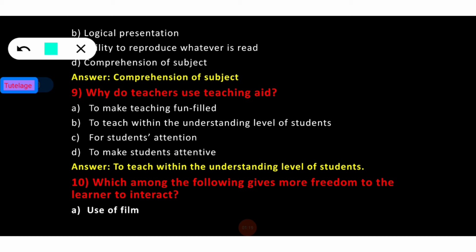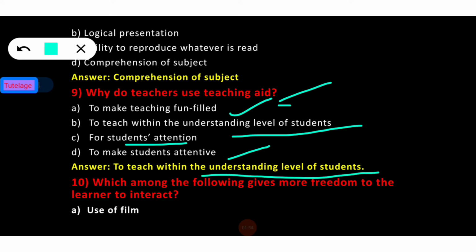Okay, learner. Why do teachers use teaching aids? This is one of the most common questions on teaching aptitude. The first option is to make teaching fun filled. Option B is to teach within the understanding level of students. Option C is for students' attention, and option D is to make students attentive. The correct option is to teach within the understanding level of students. So option B is the correct answer.